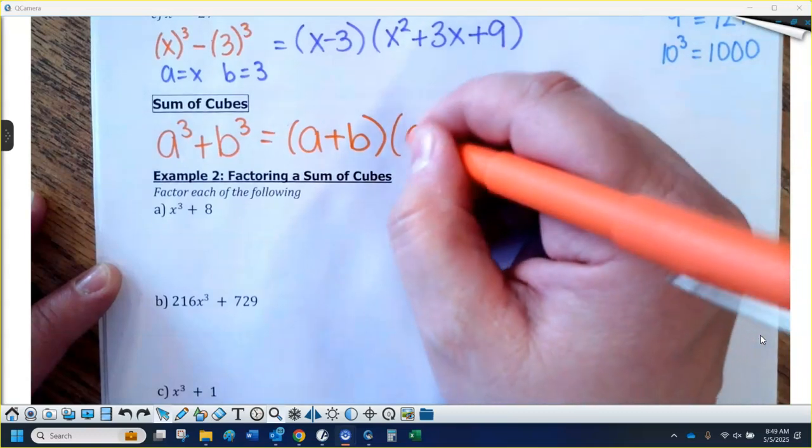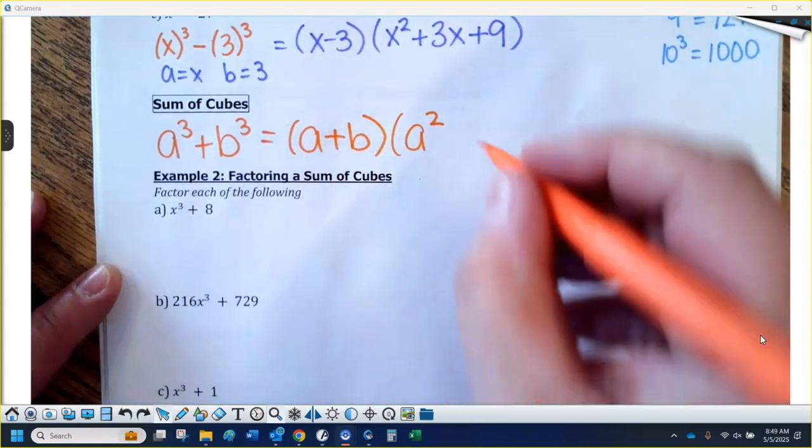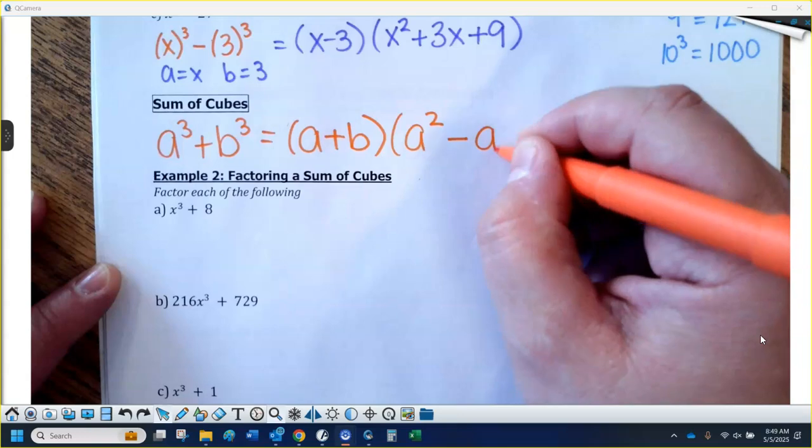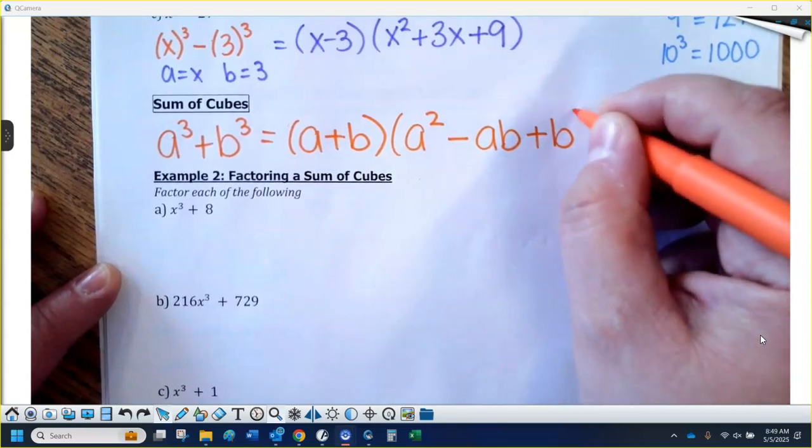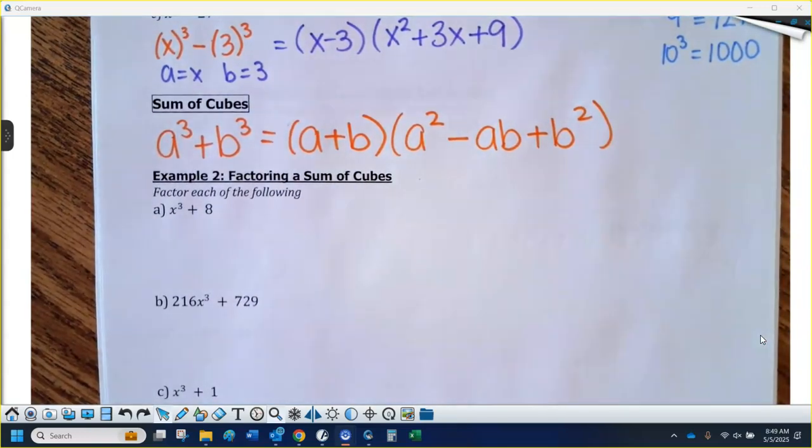All right, this is still going to be a squared. The only difference here, this is going to be minus ab and then plus b squared. It's very, very similar. It's just the first two signs are switched. In the difference, it's minus plus plus. In this one, it's plus minus plus.